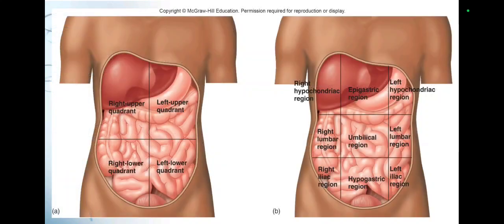Again, here are your quadrants, and here are your regions. We actually have 9 regions, namely your right hypochondriac, epigastric, and left hypochondriac. We have your right and left lumbar regions and your umbilical region. We have your right and left iliac regions and your hypogastric region.